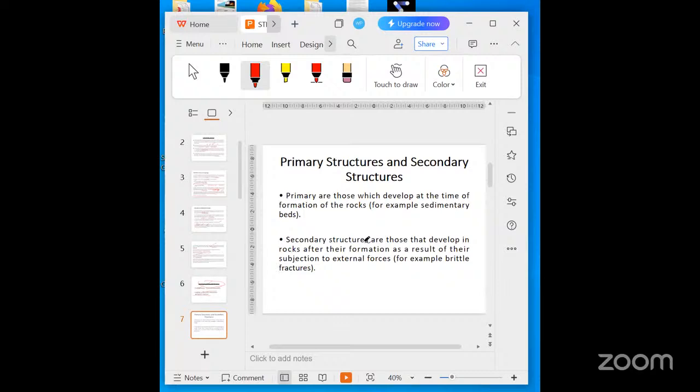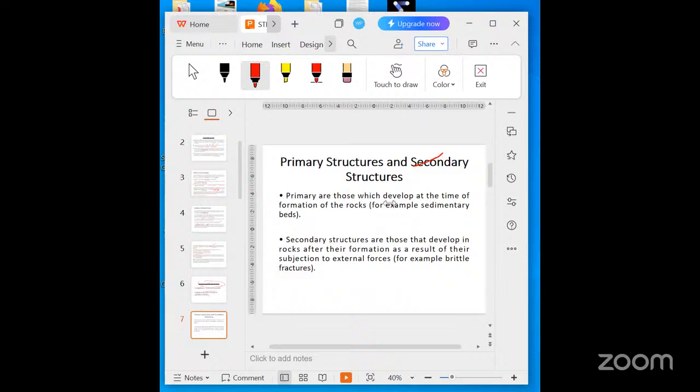Now, the basic concepts of structural geology. Some of the basic concepts before we study various rock structures like faults, folds, joints, unconformities, right? The study of structural geology is mainly accomplished with the study of geological structures which are developed due to deformation, right? So they are also known as deformational structures or secondary structures.